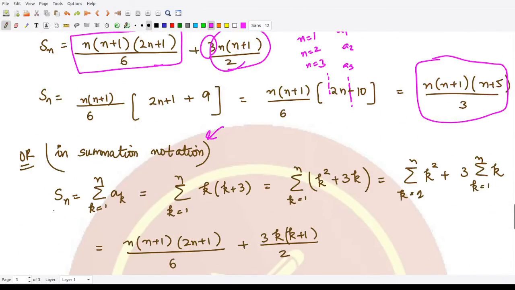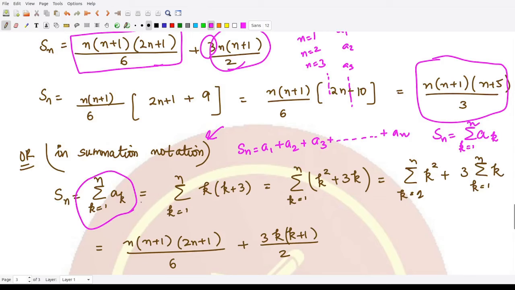So here you can write Sn, because you know what your Sn is. It is a1 plus a2 plus a3 and so on up to an. So you can write it like this. Sn is the summation of ak, where k varies from 1 to n, right? So here the value of ak is what? It is k square plus 3k, right? So you can open up this term now, because summation is distributive over addition. So you can write it like this.